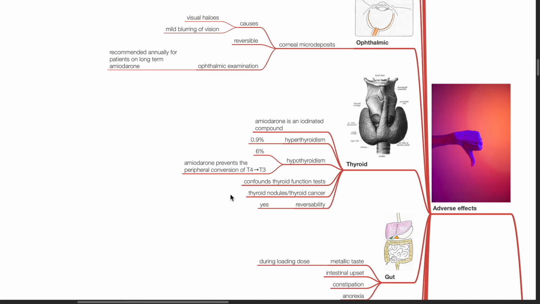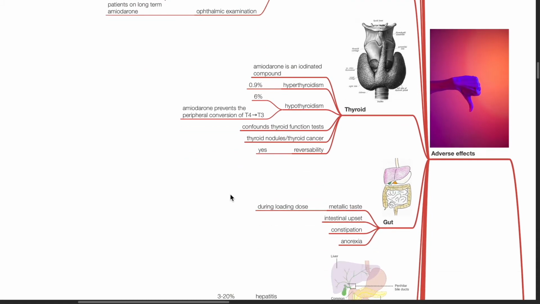Hyperthyroidism occurs in 0.9% and hypothyroidism occurs in 6% of patients. Amiodarone is an iodinated compound and it prevents the peripheral conversion of T4 to T3. Amiodarone confounds thyroid function tests. Amiodarone may cause thyroid nodules and thyroid cancer. Thyroid adverse effects are reversible upon discontinuation of amiodarone.